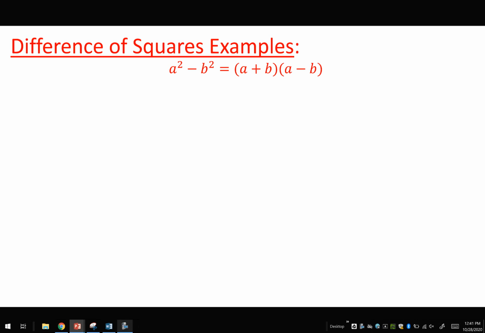So difference of squares. Difference means subtraction. And it's saying two things that are squares are being subtracted. So if I had a squared minus b squared, my property tells me that this every single time is a plus b, a minus b. Okay, that's what difference of squares is.